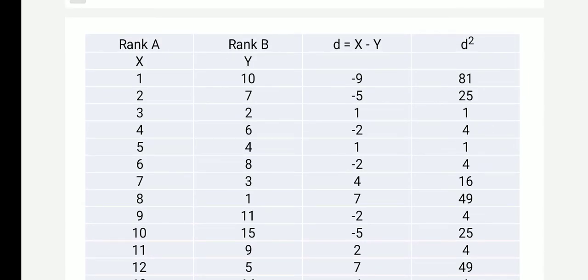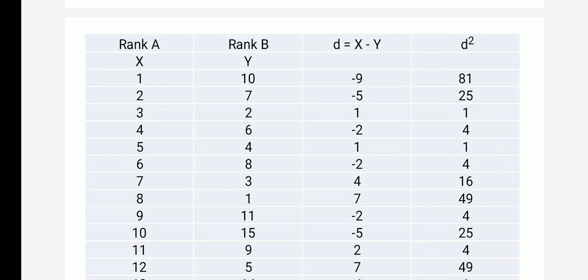The next column is the deviation, the difference between the rank of A and the rank of B. The rank of A, the X variable, is 1, and the corresponding rank of B is 10. So 1 minus 10 is minus 9. Similarly, 2 minus 7 is minus 5. 3 minus 2 is 1. 4 minus 6 is minus 2. 5 minus 4 is 1. 6 minus 8 is minus 2. 7 minus 3 is 4. Similarly for the others, you have to take the deviations.